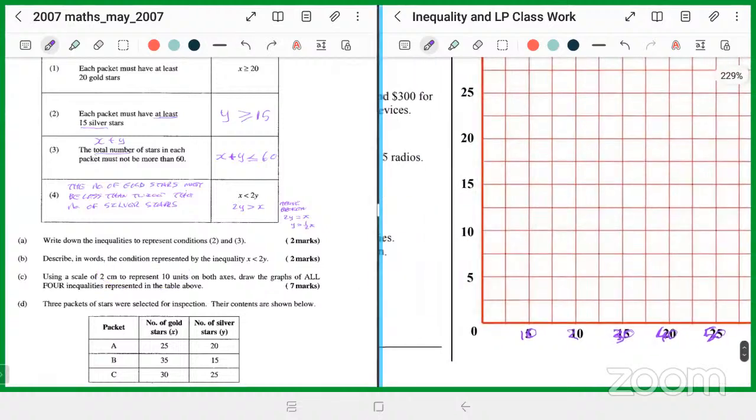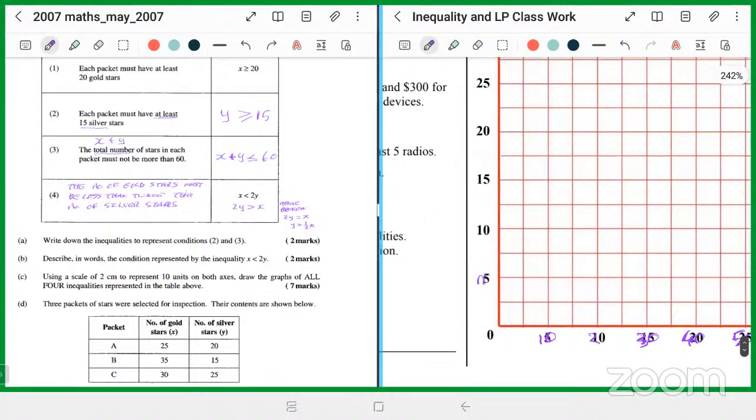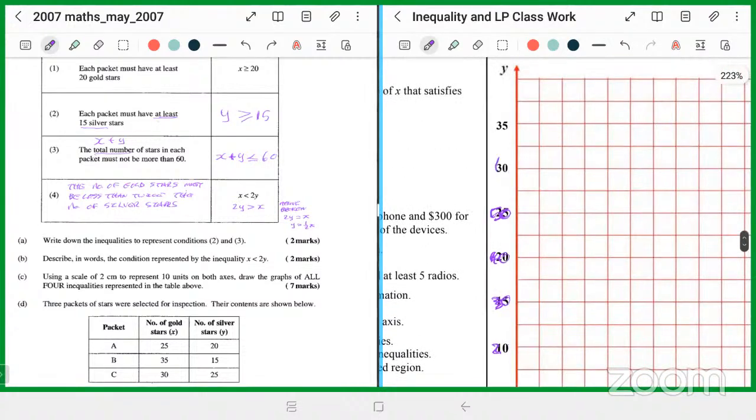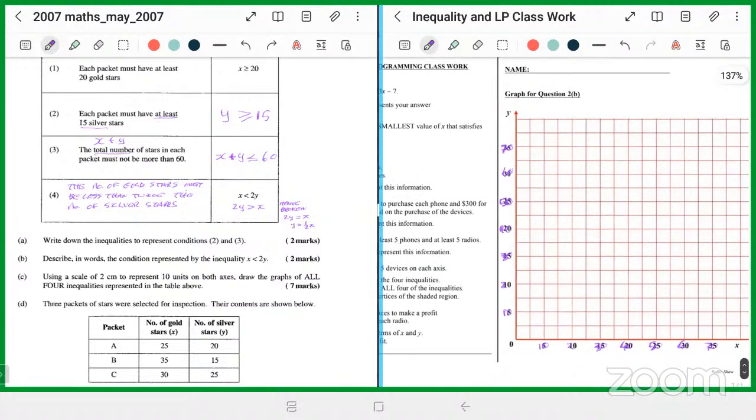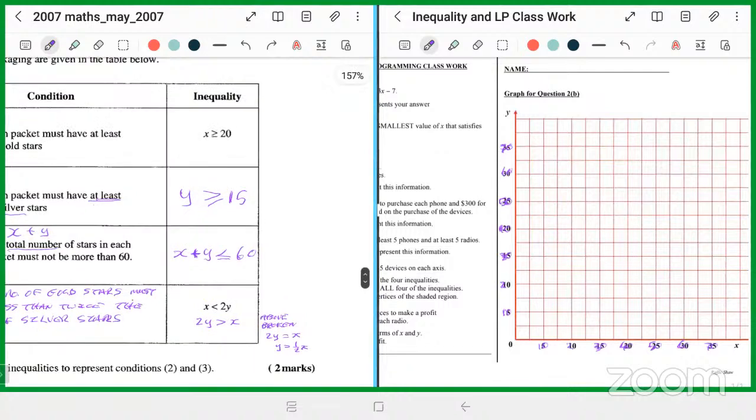So let's do that. This will be 10. I'm doubling the scale. 20, 30, 40, 50, 60, 70. I just want to use the same thing that we have here. So I've doubled the scale, guys, to match what they've said. All right, so let's do it now.